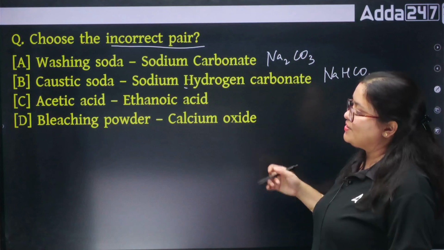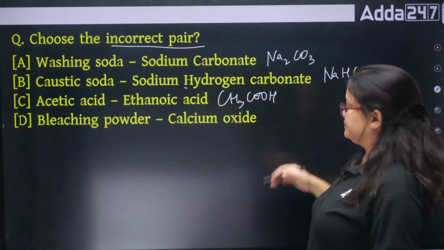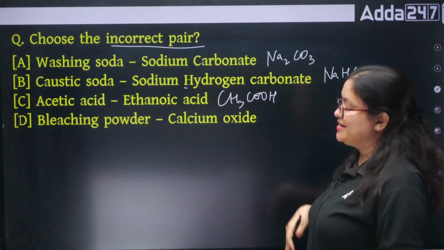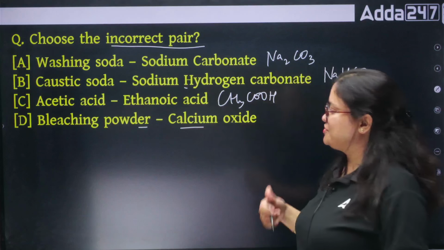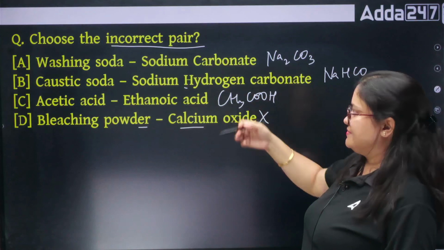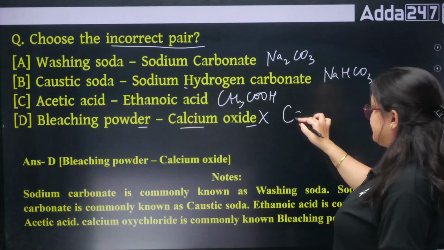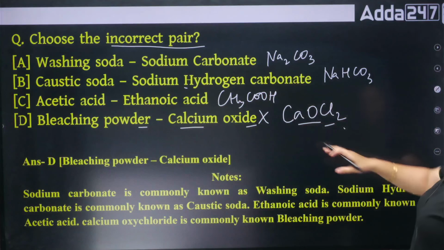While acetic acid's other name is vinegar. When we talk about bleaching powder, is it correct? Should we name bleaching powder as calcium oxide? So this is the incorrect one. Rest all the options are correct. So this is the answer. Bleaching powder is also known as calcium oxychloride, CaOCl2. We write it like this. Okay, so this is incorrect.